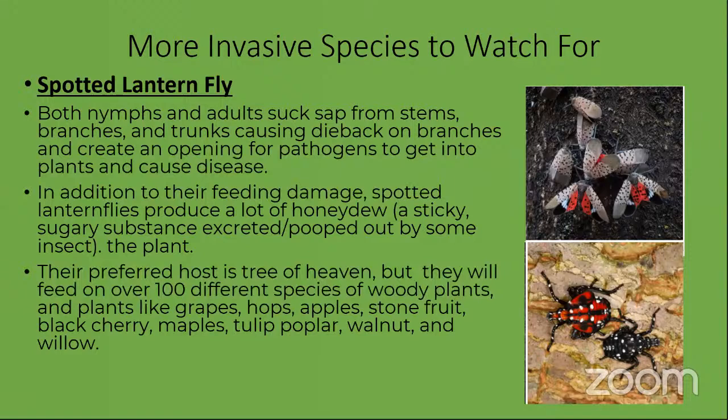Their preferred host tree is tree of heaven, which is an invasive species also, but they will feed on over 100 different species, and also some of our produce plants like grapes, hops, apples, stone fruit, cherries, maples, walnuts, and willows. So it's something that's not widespread yet, but it could be coming in the future.